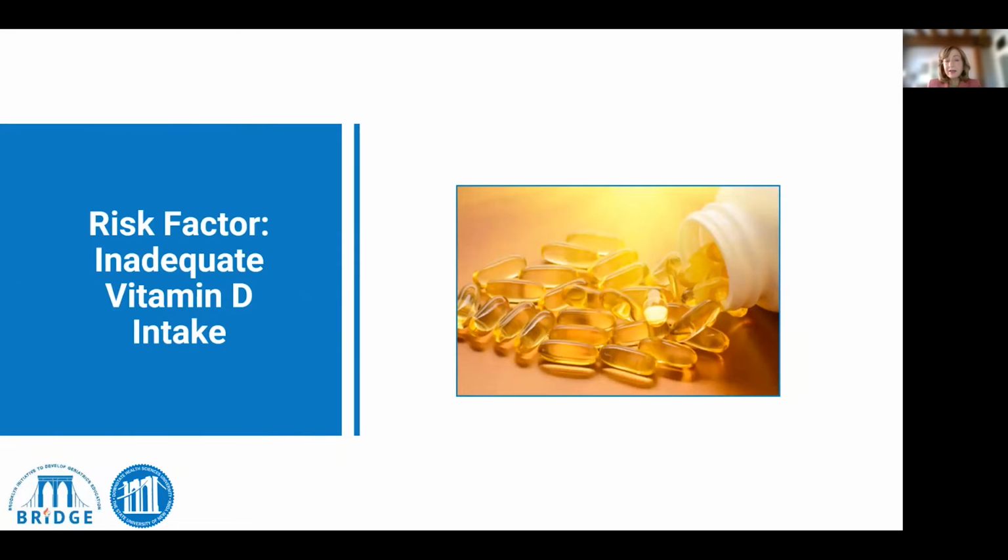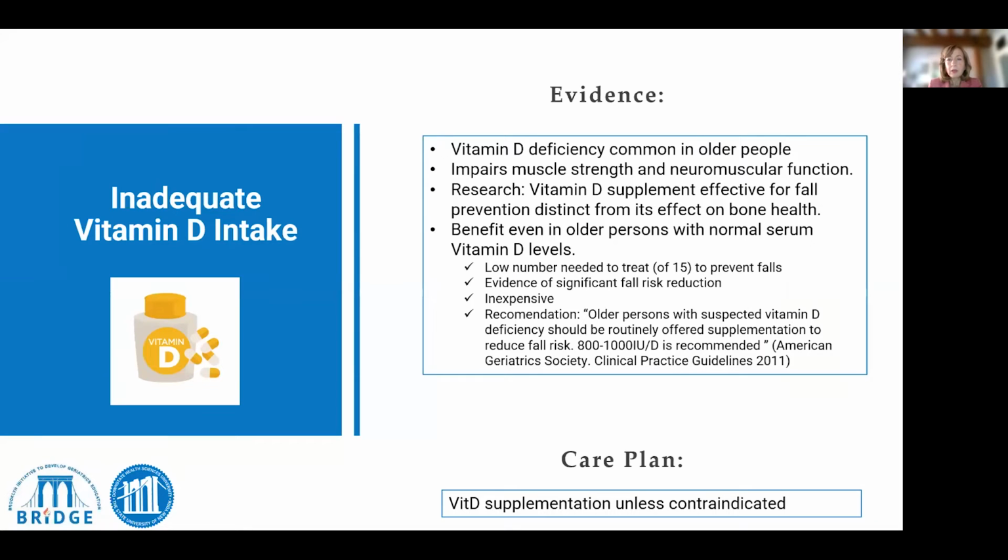Inadequate vitamin D intake can lead to impaired muscle strength and neuromuscular function, and can also decrease bone mineral density, which can increase the chances of instability and the risk for fracture with a fall. And so the evidence suggests that vitamin D deficiency is very common in older people, particularly in the Northeast, that this deficiency impairs muscle strength and neuromuscular function, and that vitamin D is effective for fall prevention, and this is distinct from its effect on bone health.